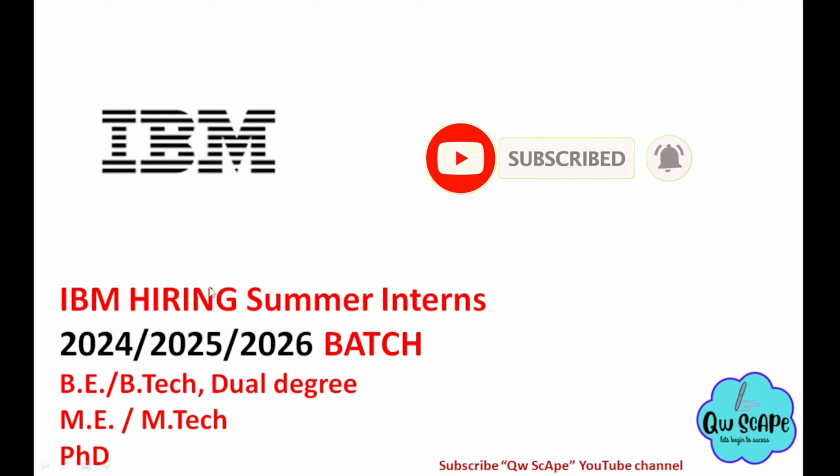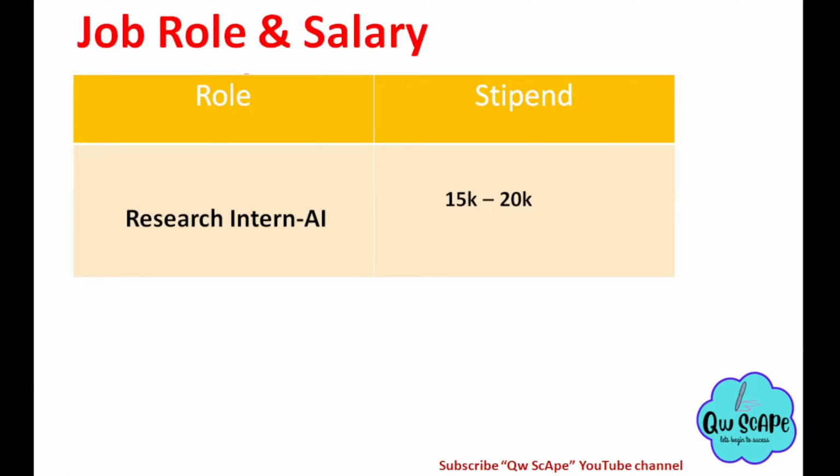In this video, I will discuss IBM hiring for summer interns. The 2024, 25 and 26 batches are eligible, for those pursuing BE, B.Tech, ME, M.Tech and PhD degrees. Coming to the job role and salary, the role is research intern in AI, artificial intelligence, and they will give a stipend of nearly 15,000 to 20,000.